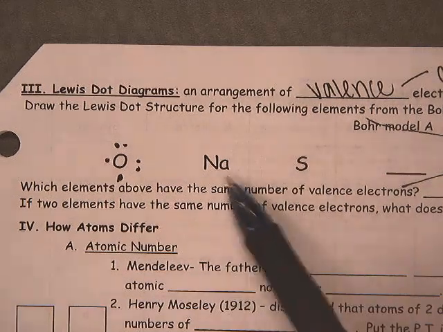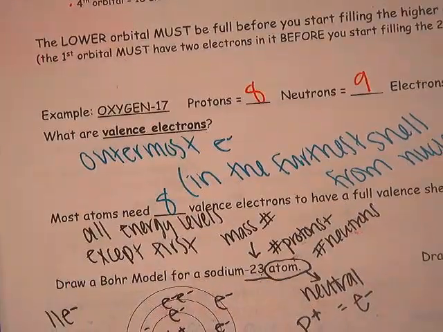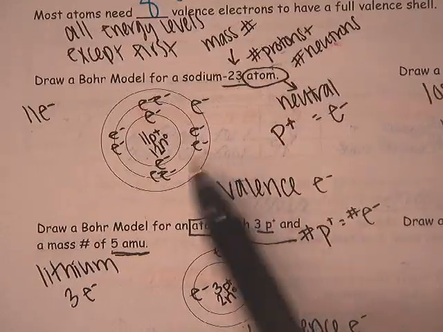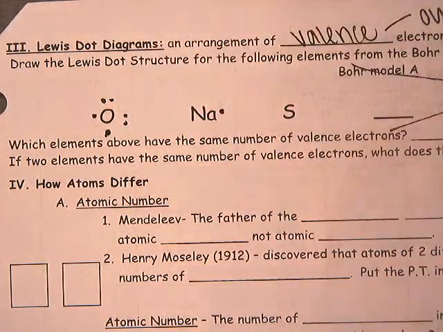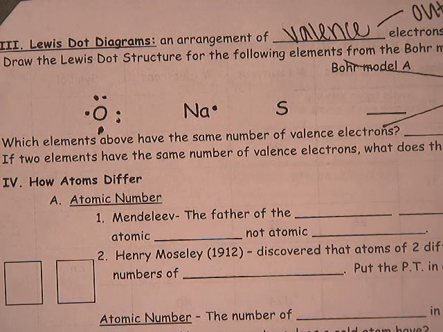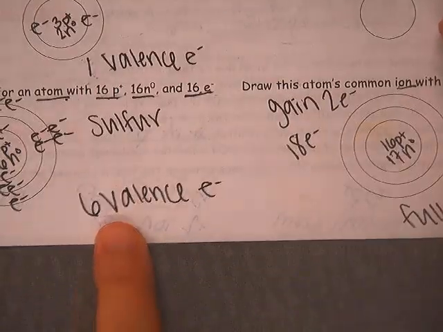And then sodium, we already drew the Bohr model for that. It was here. We said it had 1 valence electron. So if we draw sodium with 1 valence electron, it doesn't matter which side you put the 1 electron on. I'm just going to put it here. That's all we're doing, is drawing just the valence electrons, because those are the only ones that are used in bonding.